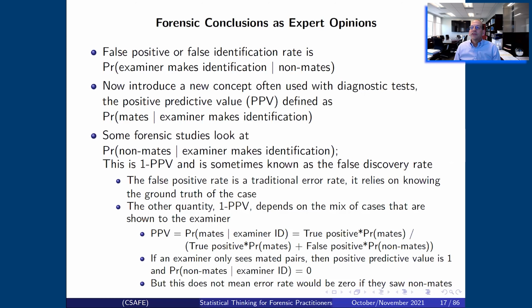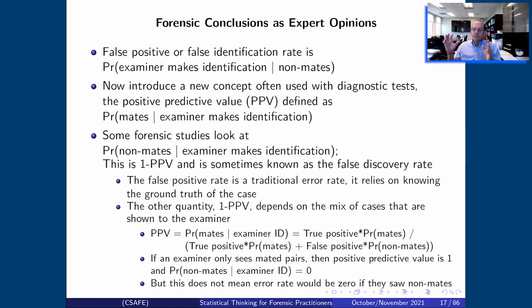So if I do a study and if I give the examiners a ton of matching pairs and very few non-matching pairs, then I'll have very few false discoveries because they have very few opportunities for false discovery.